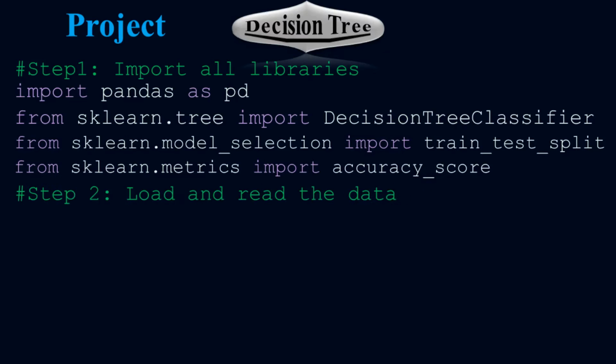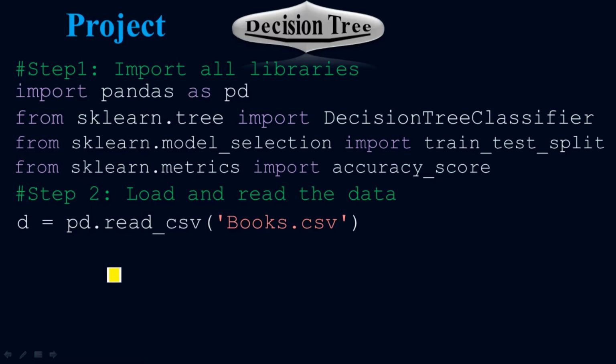Step number 2. In step number 2, we are going to load and read the data. So with this one line of code, d equals pd.read_csv of books.csv, we will read the data. For this data, I simply give the name d. So this d represents this whole thing, with the help of pandas. The short form of pandas is pd, so you have to use pd instead of pandas. pd.read_csv is a function where we can read the CSV file.